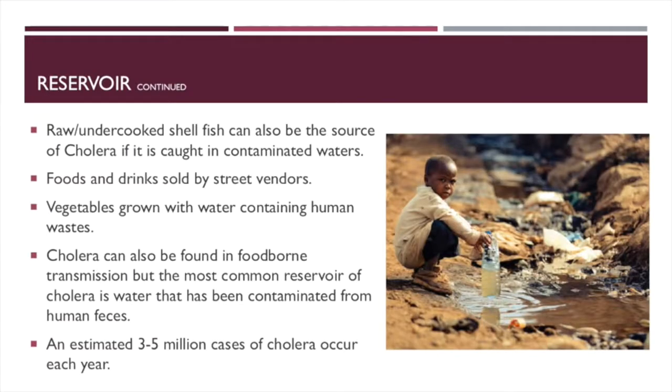Cholera can also be caused by raw and undercooked shellfish that can be caught in contaminated waters. They've seen this in the Gulf of Mexico. Food and drinks that are sold by food vendors, and vegetables grown with water containing human waste, can also be sources. It can also be found in foodborne transmission, but the most common reservoir of cholera is water that's contaminated by human feces. And there's an estimated 3 to 5 million cases of cholera that occur each year worldwide.